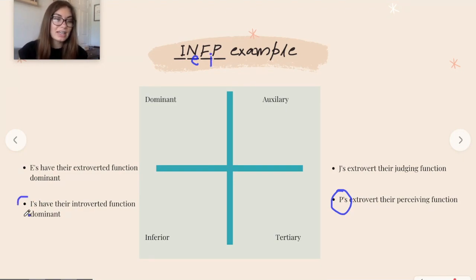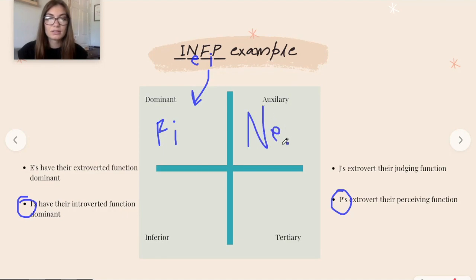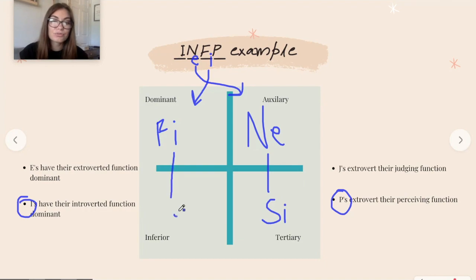And since this person is an introvert, their introverted function is the dominant. So this person has introverted feeling as their dominant, and then we have extroverted intuition as their auxiliary. But then we can't forget these are always on an axis, so we have to include their opposites right below them. So the opposite of extroverted intuition would be introverted sensing, and the opposite of introverted feeling would be extroverted thinking.